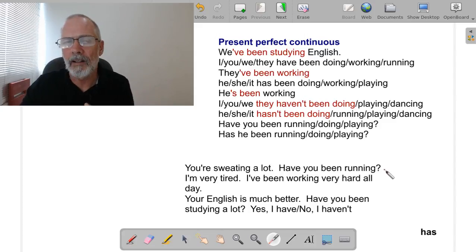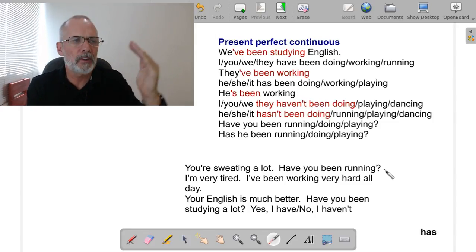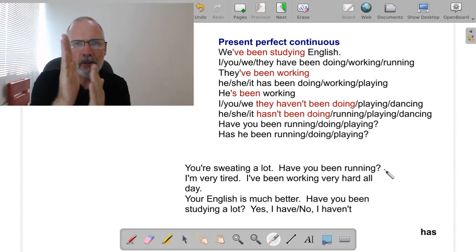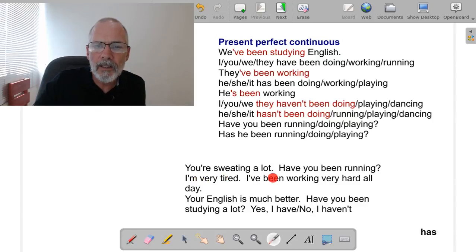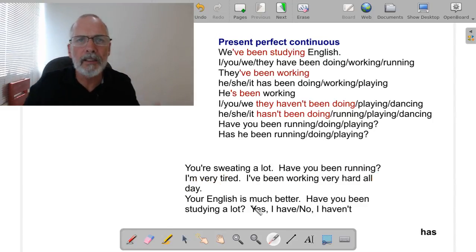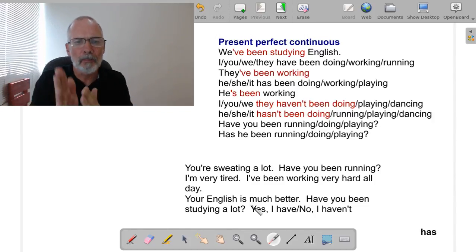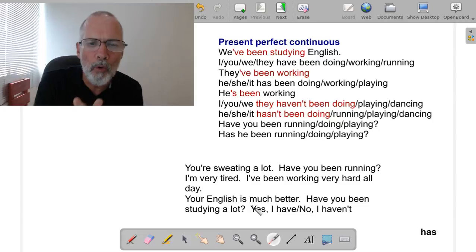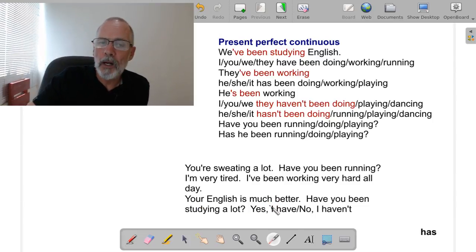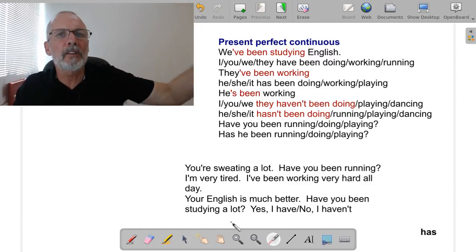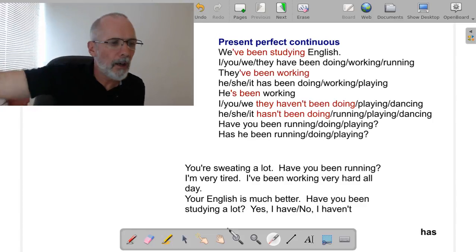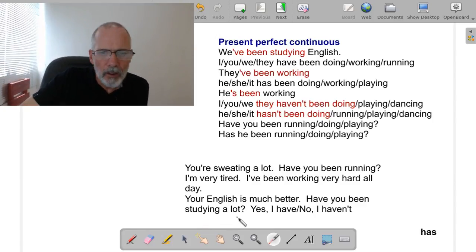Have you been running? Here we're using this to say, have you been running recently? It's yes, recently. Started in the past and continued till now, or stopped very recently. The same here. I'm very tired. I've been working very hard all day. Something that I did today that started in the past, continued till now or recently. Your English is much better now. Have you been studying a lot in the past up until now? And maybe, hopefully, continue. Good. So let's go to the next page and look at some more examples.